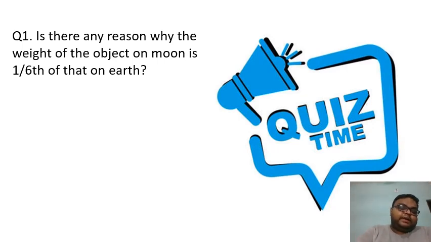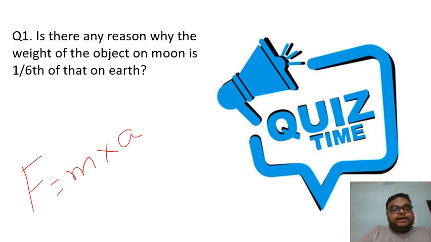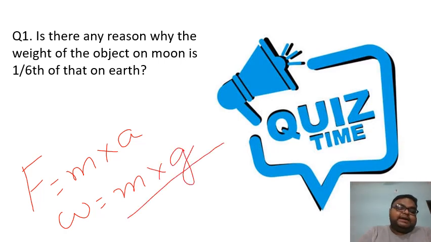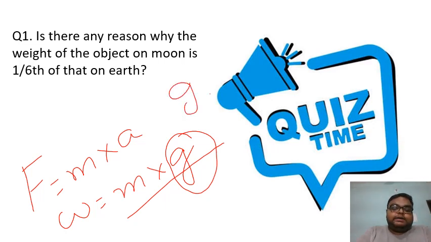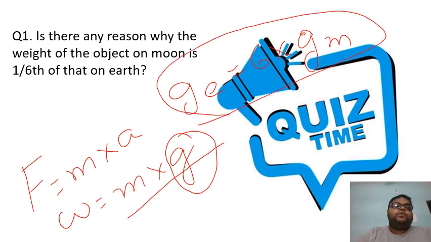So F equals mass into acceleration. In the case of weight, it will be equal to mass into acceleration due to gravity. So this component, acceleration due to gravity, changes on moon and on earth. Acceleration due to gravity on earth is 6 times that on moon. So that is the reason why an object weighs only 1 by 6 of its weight on moon. Okay students, right? So now let's proceed further.